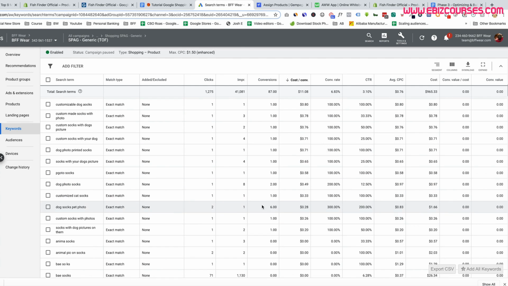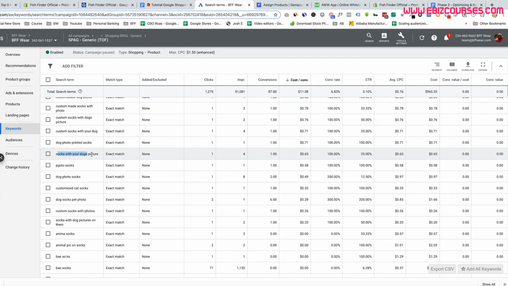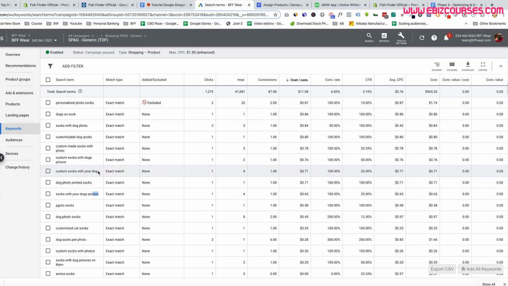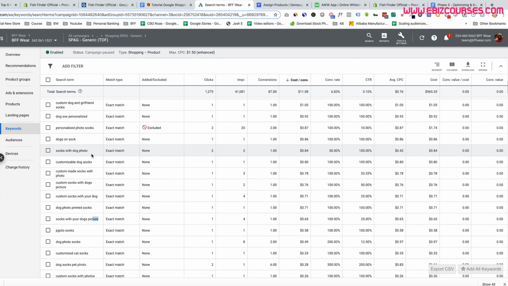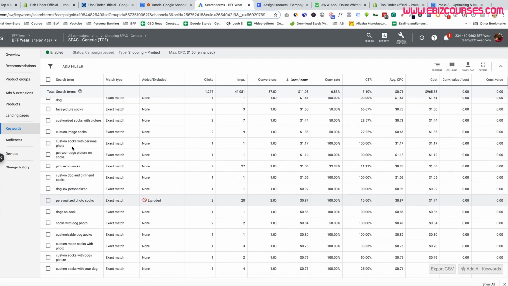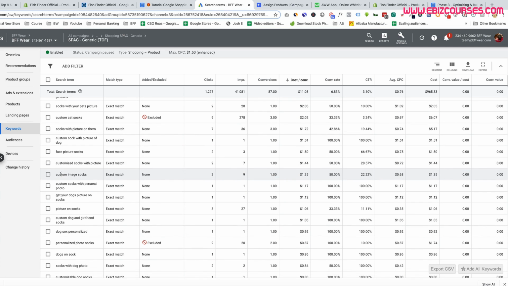Okay, yeah, this is definitely a weird one. 6 conversions. This is a for sure winner. Okay, so socks with your dog's picture. I might look at how to organize, like put a picture as the second term. Now notice I'm just going to be going through and finding the weird terms. Personalized photo socks. I like that. Maybe I could even match that in with personalized socks. Now personalized photo socks. I like that. Even custom image socks. That's really good too.